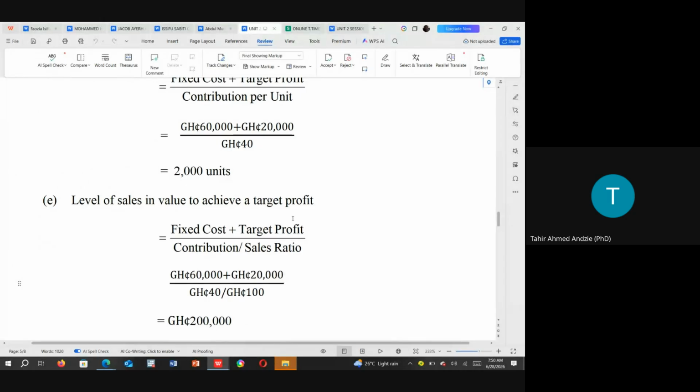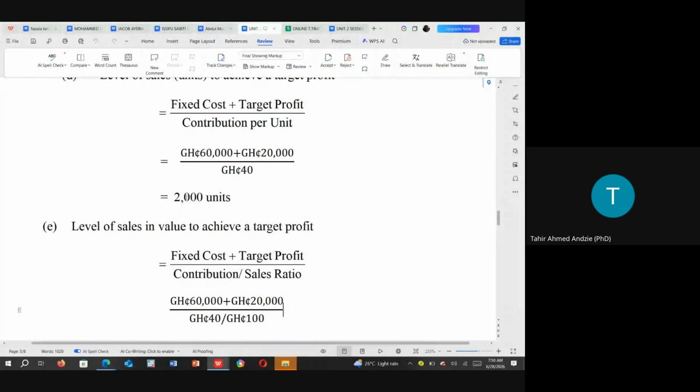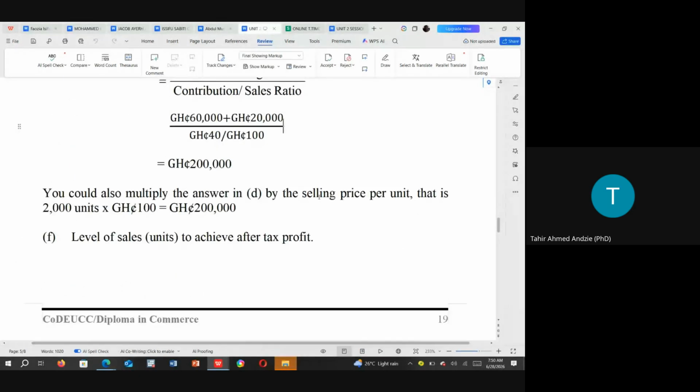But this is one way of getting it. You can also make it fixed cost plus the target profit all over contribution per unit, which is the 40, times the selling price. Or you can even multiply the quantity you have gotten here in the first place, this 2,000, by the selling price. That is also one way of getting it. So there are 3 ways of getting the sales in value. You can also multiply the answer in D, that is the quantity, by the selling price per unit. That is also going to give you the same amount.